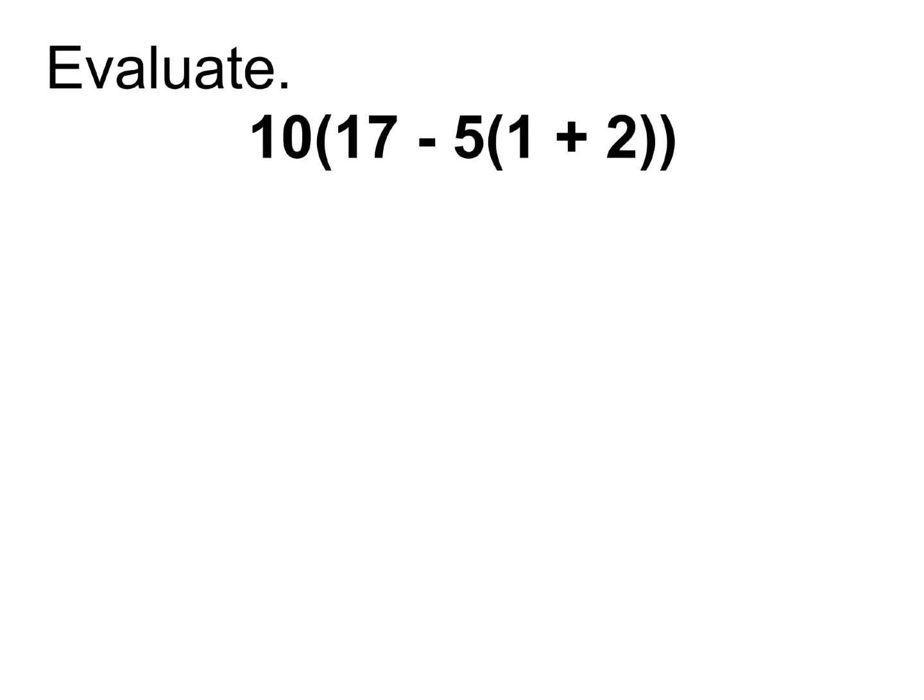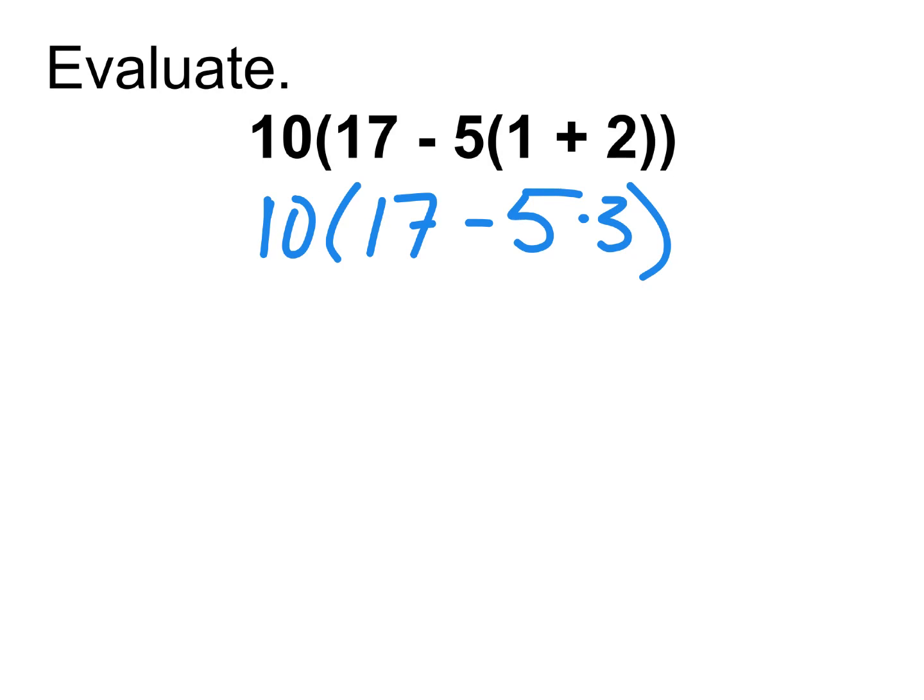Now there's two sets of parentheses in this one. And so I start with the innermost parentheses. That means the 1 plus 2. So I do 10 times 17 minus 5, and then that's times 3. Notice the only thing I did was just that stuff inside the parentheses, the 1 plus the 2. I'm not trying to do more than one thing at a time. Now I look to see what happens next.